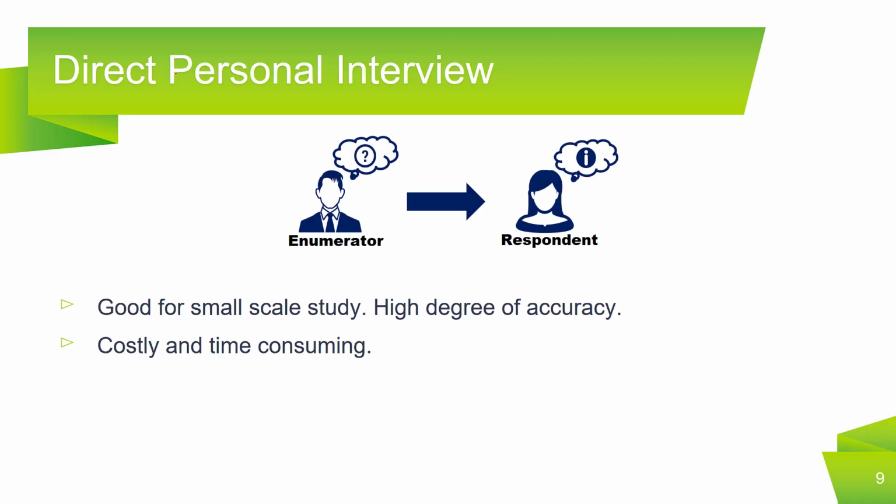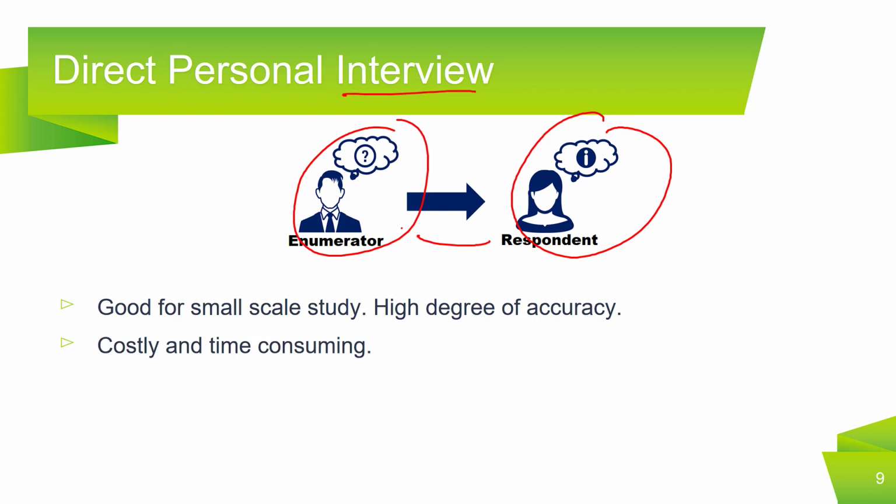Okay, let's discuss what is direct personal interview. In this case, the enumerator directly goes to the respondent and collects information verbally, right? The interview is verbal. The enumerator will go and collect information from the respondent, gather knowledge verbally. He will ask different questions to gather information. So this is a completely oral interview. In this case, the information is collected orally and then the analysis is done.